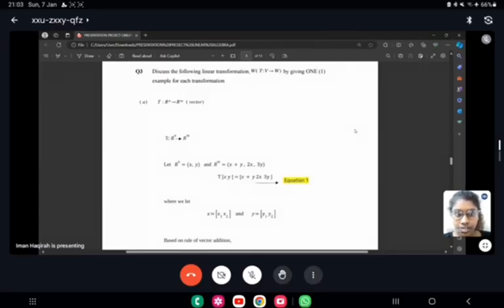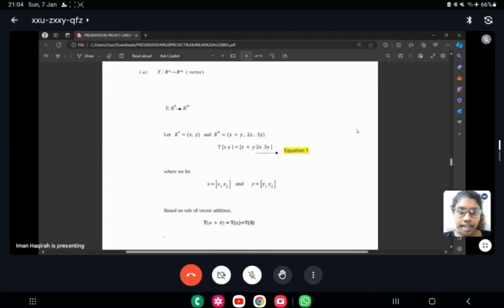So I would like to present the third question, which is 3A, for the vector. The question says to discuss the following linear transformation, T: V to W, by giving one example for each. So for the transformation for vector, I've given the example Rn, which equals (x, y), and I've also given an example Rm, which equals (x + y, 2x, 3y).